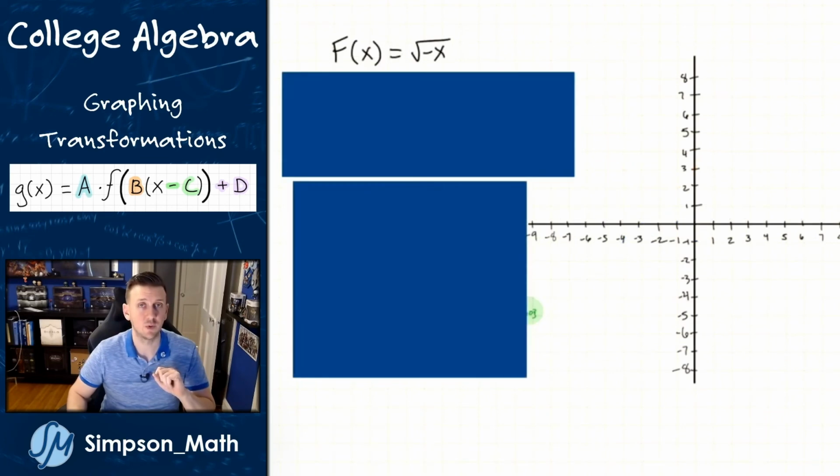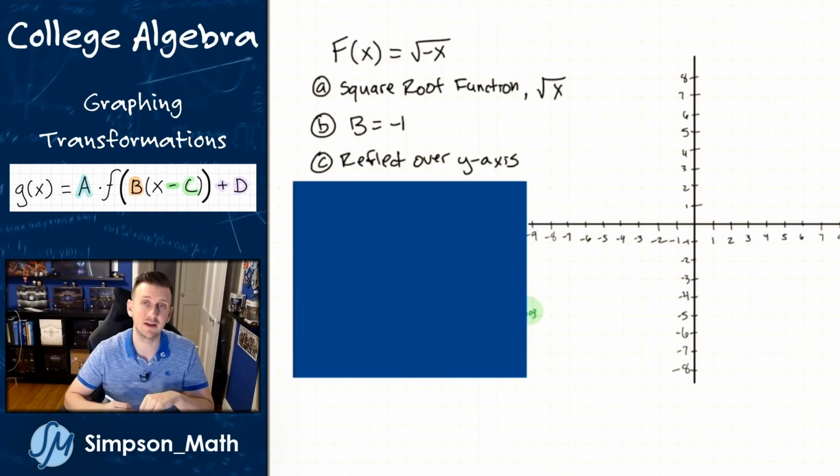All right, last one for us to work out. f of x is the square root of -x. Now, we did look at this one in the previous video. This is a square root function, that -1 is a b. So this is a reflection over the y-axis.